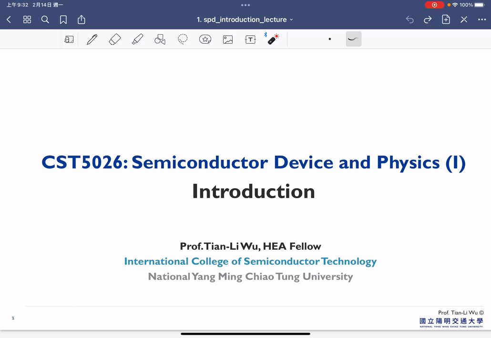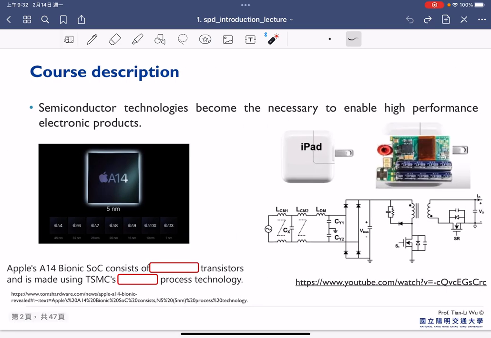Okay, so my name is Tian-Li from the International College of Semiconductor Technology. So first is the course description here.